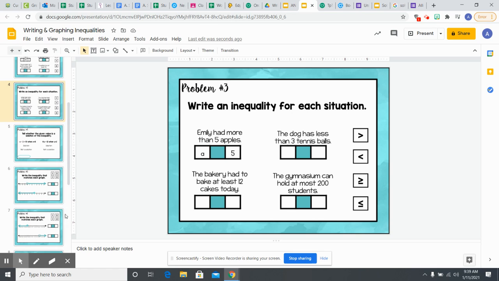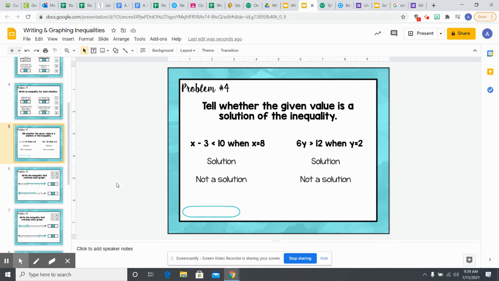Alrighty, let's go on to this one. On this one, we have to tell whether the given value is the solution of the inequality. So x minus 3 is less than 10 when x equals 8. We've done stuff similar to this. When it tells us what x equals, we're evaluating. So that means we're replacing our x with 8.